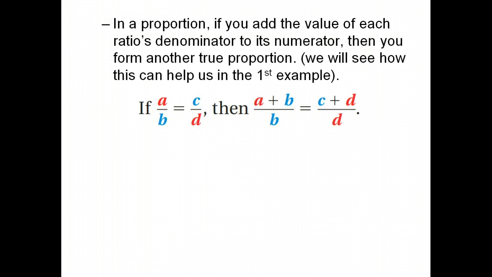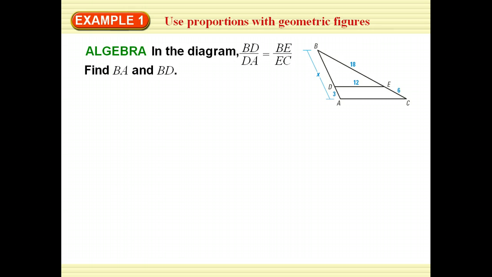In a proportion, if you add the value of each of the ratio's denominators to its numerator, then you form another true proportion. We'll see how this will be used in example 1. Basically what it's saying is that if the two parts of line segments are proportional to each other, then the entire line segments will also follow that same proportion. So let's look at this and see what it's saying.